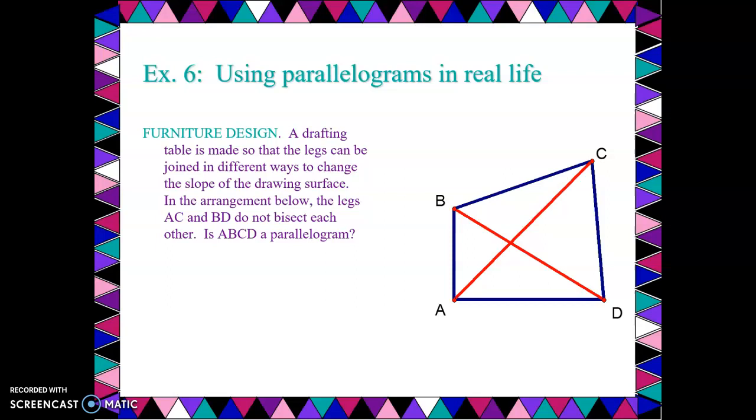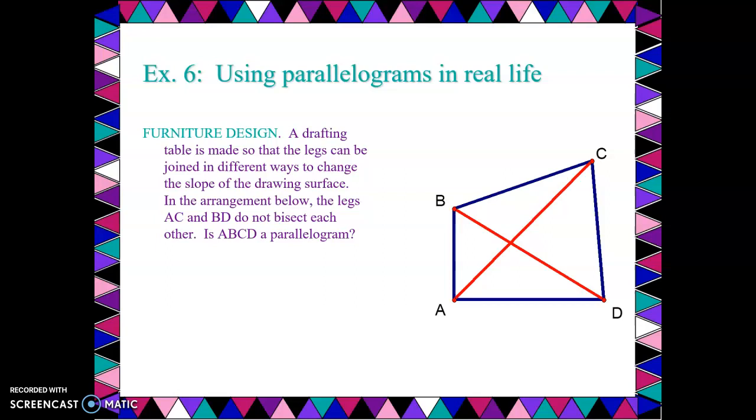Okay, now I want to take a look at an example here. It's a real life story problem. It is not on your note template, but I wanted you to look at it and get an idea of how this might possibly be used in real life. So it says a drafting table is made so that the legs can be joined in different ways to change the slope of the drawing surface. In other words, you want to raise it up or down. In the arrangement below, the legs AC and BD do not bisect each other. So is ABCD a parallelogram?